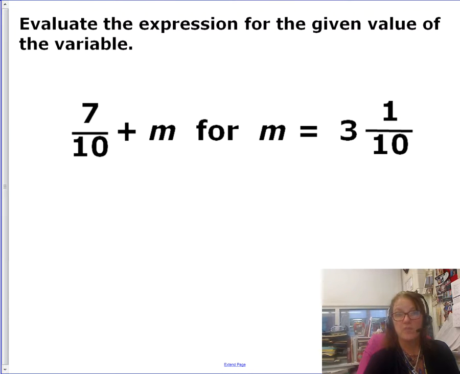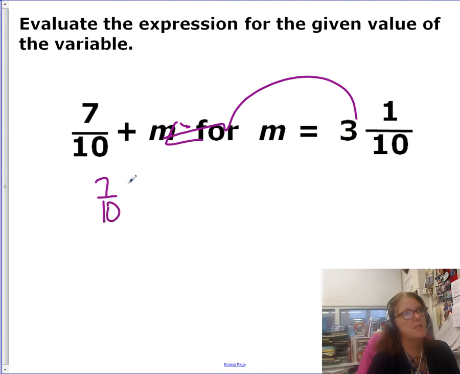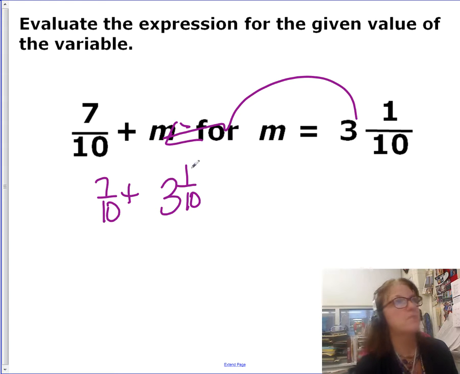Okay, what if it's an algebraic expression? No problem. What if I have a mixed number? No problem. First of all, simply plug this in. 7/10 plus m, but m is 3 1/10. Now, I don't know about you, but I'll be honest, okay? I'm old.